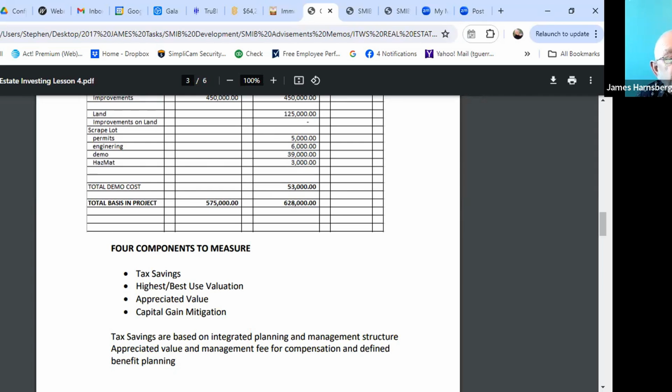The highest and best use of this property is not to have a single family house with a rental studio. The highest and best use of this property is to scrape it to the dirt. It's a level lot in a transportation corridor. The city's going to let us build, or let a builder build 14 units on it. That's the highest and best use. And now the only concern that we have is the capital gain mitigation. We're selling it for $1,250,000 with a basis of $628,000. We've got a big gain exposure.